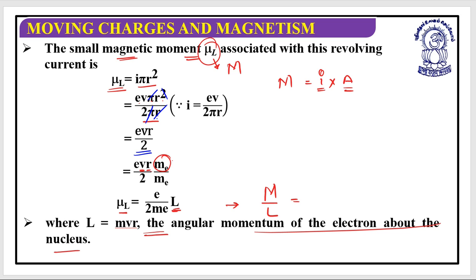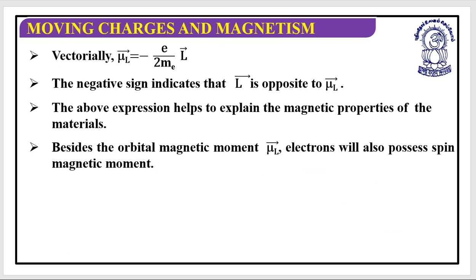So M by L is equal to e by 2m, where m is the mass of an electron. M by L, always remember this, it has very good applications. If we represent this according to the vectors, it would be M by L = minus e by 2m.